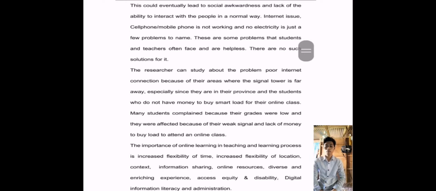The importance of online learning in the teaching and learning process: increased flexibility of time, increased flexibility of location, context, information sharing, online resources, diverse and enriching experience, access equity and disability, digital information literacy and administration.